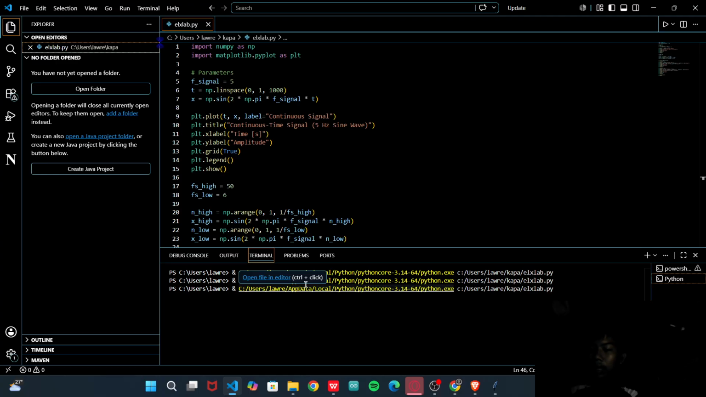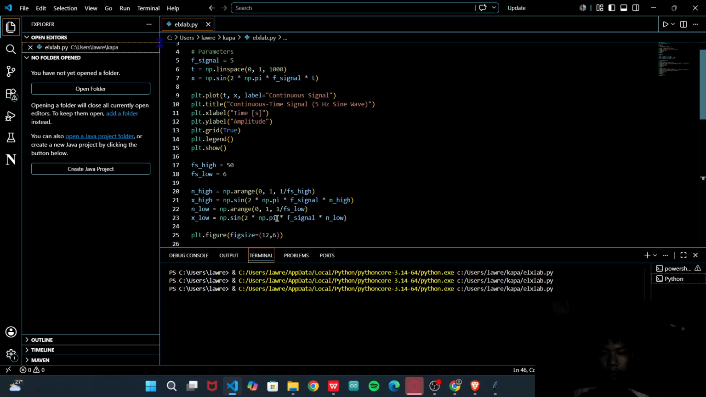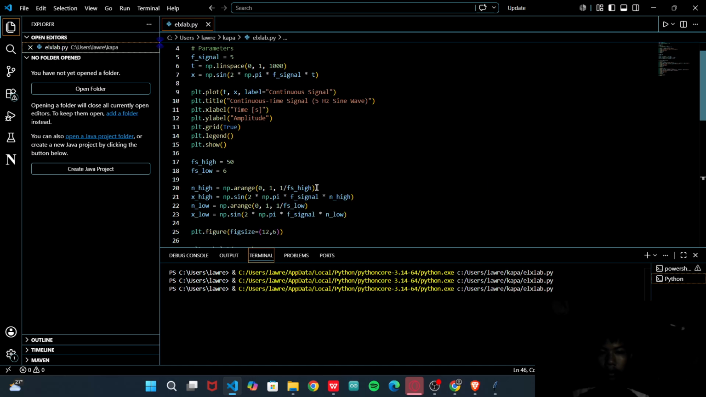Now we create the time vectors. First is n_high, np.arange(0, 1, 1/fs_high), which generates time points from 0 to 1, spaced by 1 divided by the sampling rate. For 50 Hz, the spacing is 0.02 seconds. For 6 Hz, the spacing is about 0.1667 seconds. Then we sample our sine wave at these time points using np.sin(2 * np.pi * f_signal * n_high), where f_signal is 5.